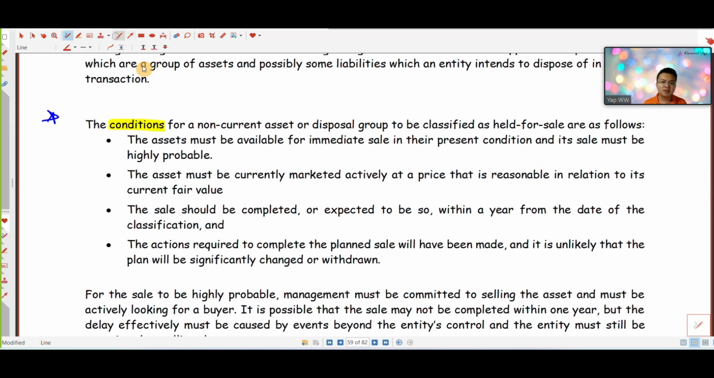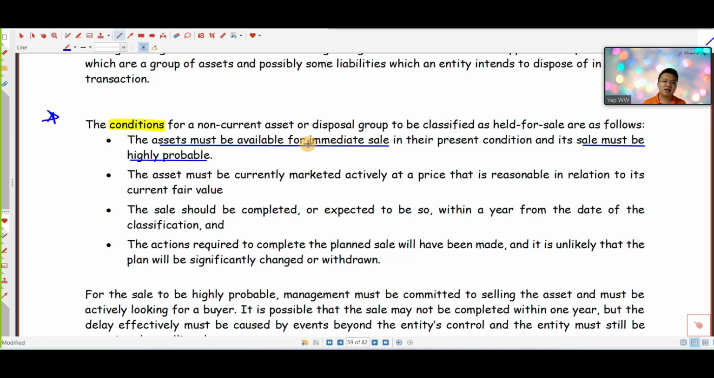Number one, assets must be available for immediate sale right now. They can sell it immediately, so not currently being used. They must be ready for sale, and the sale must be highly probable. Highly probable means very likely it will happen because there is strong demand in the market, or they charge a reasonable price. They don't sell their asset, like a building, at 3 times higher than the market rate. Of course, then it's not highly probable.